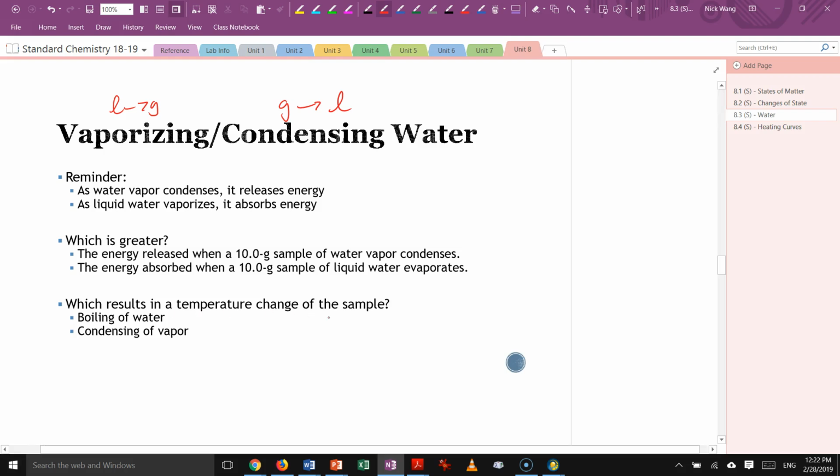And then the same thing here. Which one results in a temperature change of a sample? The boiling of water, the condensing of vapor, going either way. Again, the temperature is not going to change at all. It's going to stay constant the entire time that sample is undergoing the change. Now, leading up to it, as it warms up to start to boil, or as it cools down to start condensing, that might change temperature. But once it hits the point at which it starts to change, that's going to stay constant the whole time. All right, that'll do it.